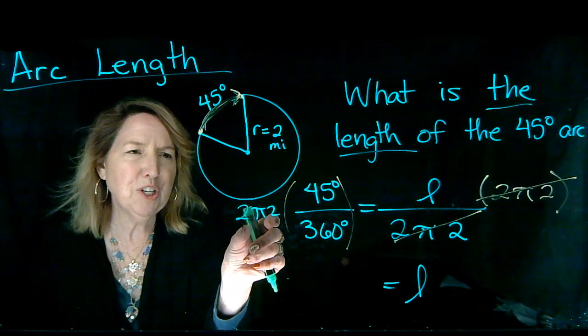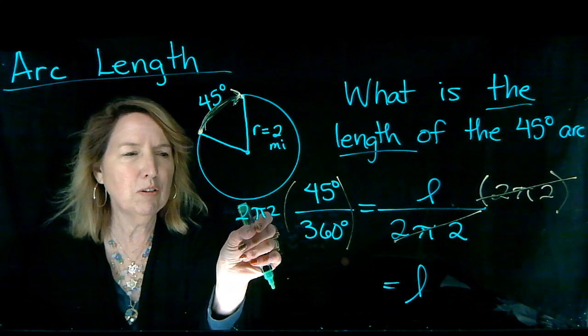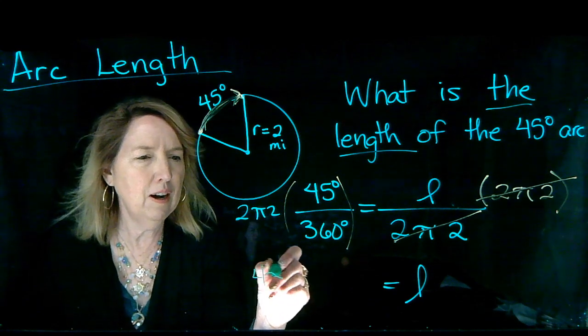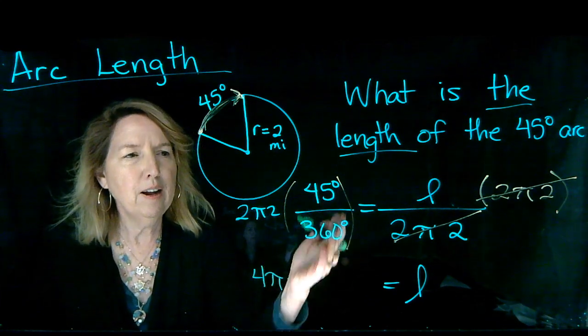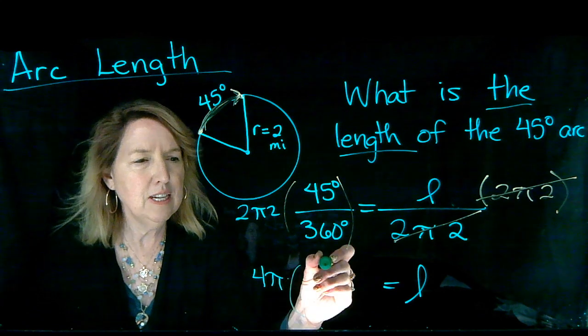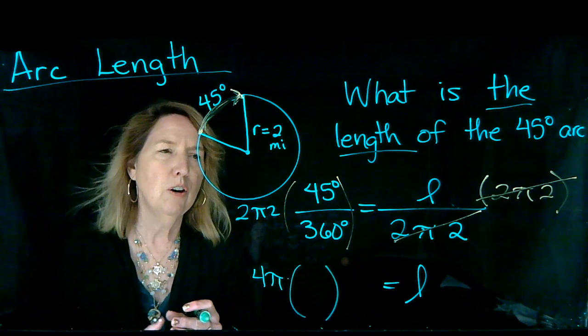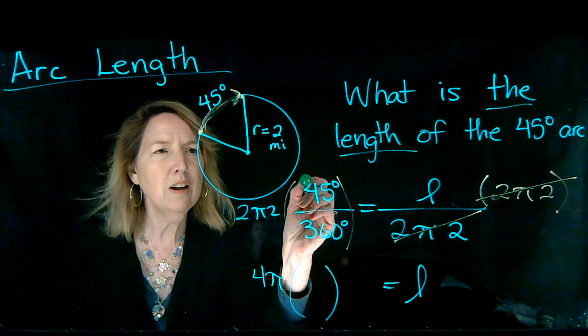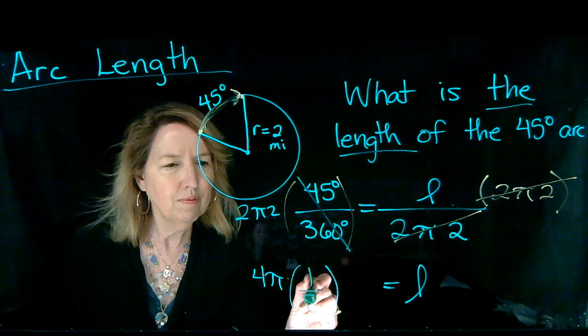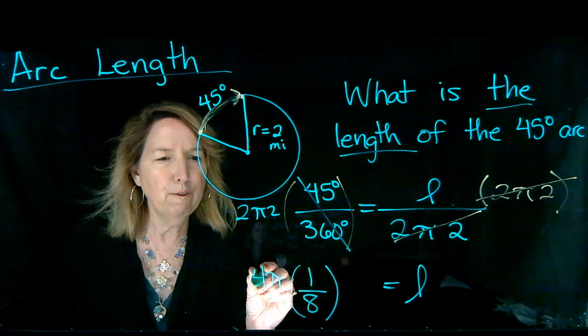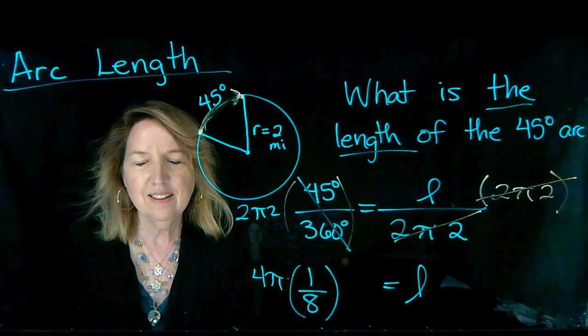My intuition is, I want to multiply 2 times 2. I get 4 pi. 45 divided by 360. You could grab a calculator or just reduce it. That would be 1/8. And then, so I get 4 pi over 8.